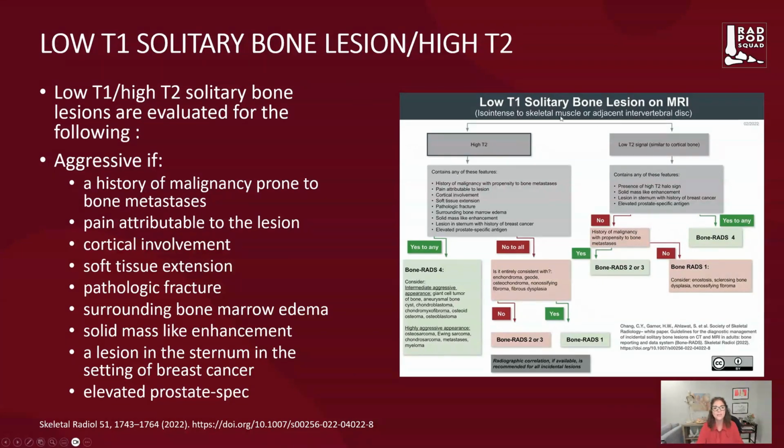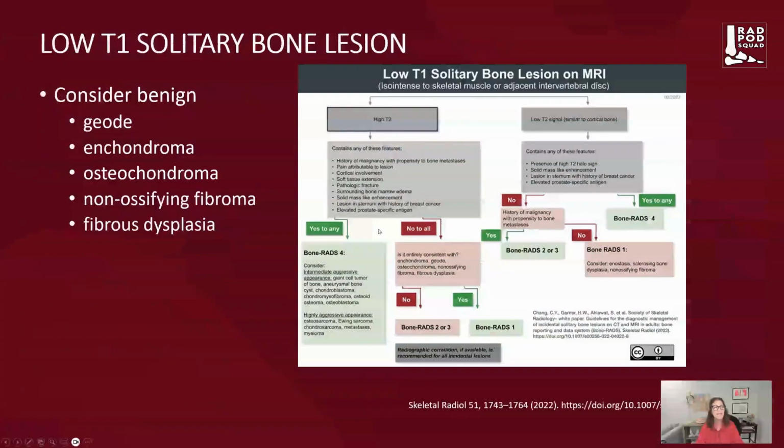If it's low T1 and low T2, we want to know, do you have a type of malignancy that would be sclerotic, prostate, breast? Is it in the sternum? These are important questions to ask, and they will help determine whether or not we're going to go on to do a post-contrast and then work that up with a follow-up. If any of the features of low T2 and low T1 are on there, and we have, unfortunately, if you do have breast cancer or you do have prostate-specific antigen elevation, high likelihood that that might be a sclerotic metastasis.